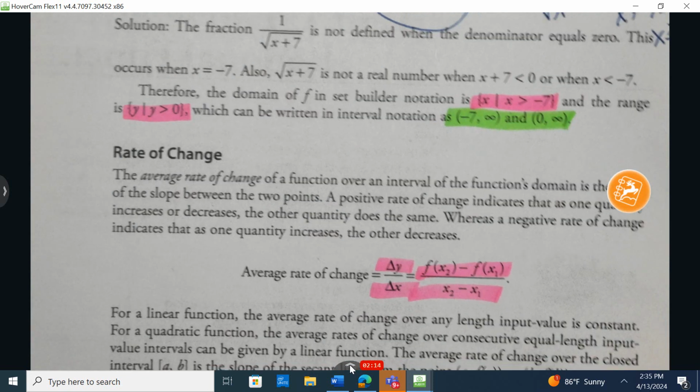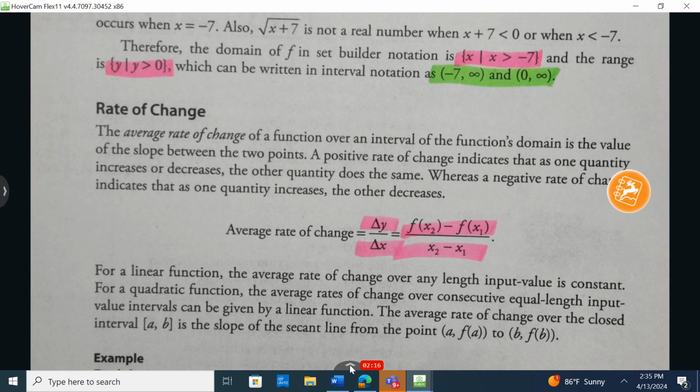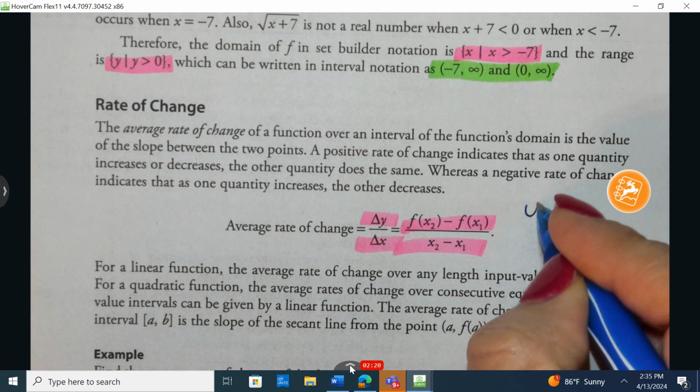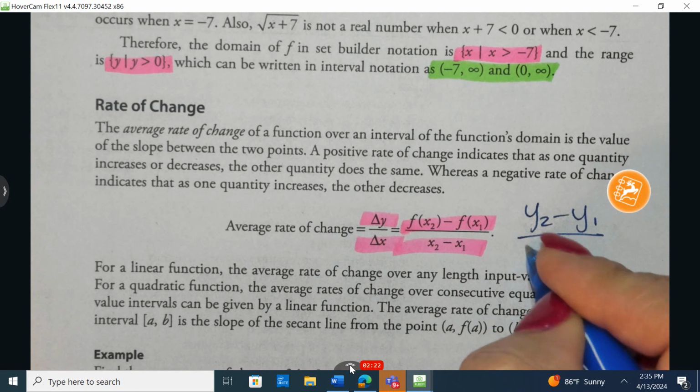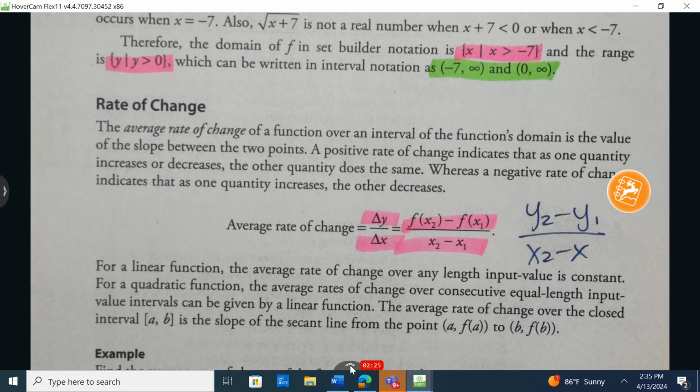Rate of change is always, for any function that we are going to analyze, going to be the change in y's over the change in x's, and this is a formula that you touched on in 8th grade, some of you in 9th grade.